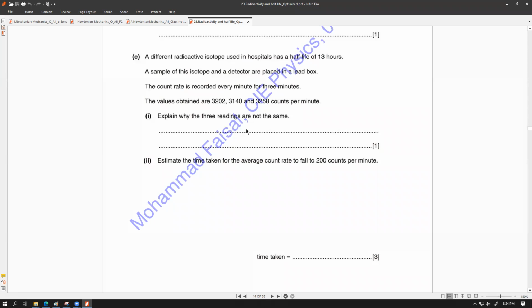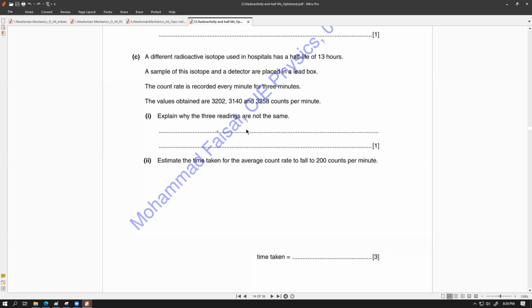How many times do you have? 4 times. Meaning how many arrows do you have in the arrow figure? 4. Yes sir. So you would require 4 half-lives. So what will be the total amount of time? 4 into 13, 4 into 13 hours.